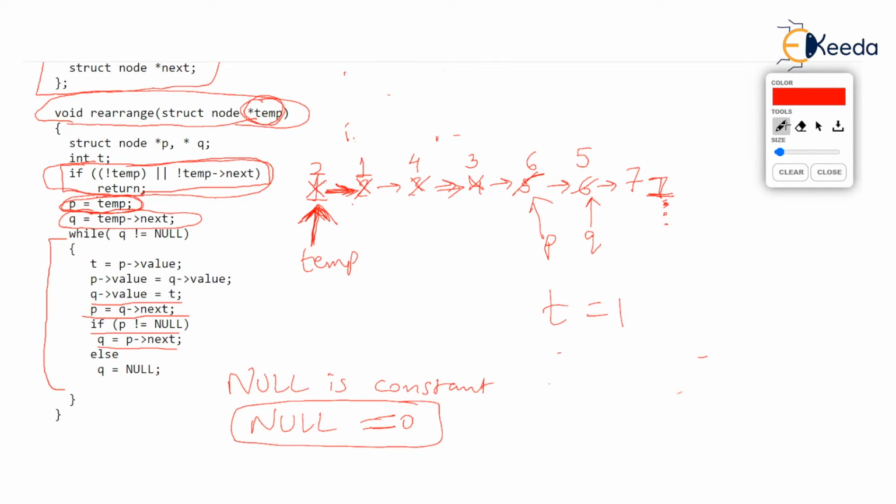Okay. Now let's see after 5 and 6 get swapped, what happens? You know that these three statements I am marking now, just check, these three statements were about the swap, isn't it? Now, after swapping 5 and 6, the next line is p becomes q arrow next. P becomes q arrow next means p will point wherever q arrow next points, that is 7. Okay. So p will point at 7. Check that.